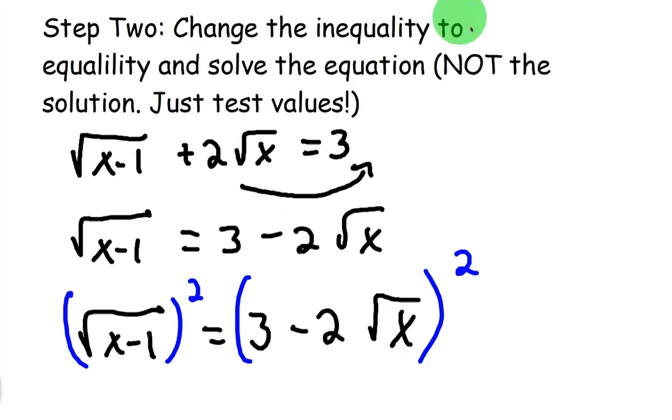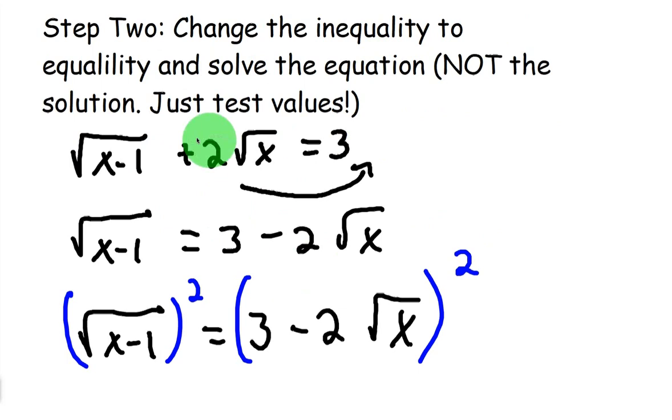Step 2, change the inequality to an equation and solve the equation. Again, this just gives us our possible test values. We're going to change that greater than sign in the original question to equal, and we're going to solve. There's some math involved here. This is solving a double squared equation, which we've gone over before, so if you forgot, go back and watch those lessons, and ask me questions if you need to.